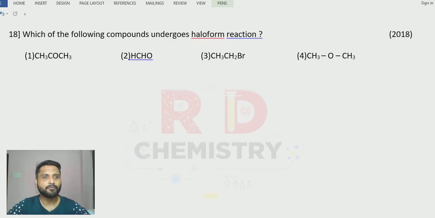Question number 18. Which of the following compounds undergo haloform reaction? The compound must contain the CH3CO group together. A methyl group should be there. So the answer is the first one.